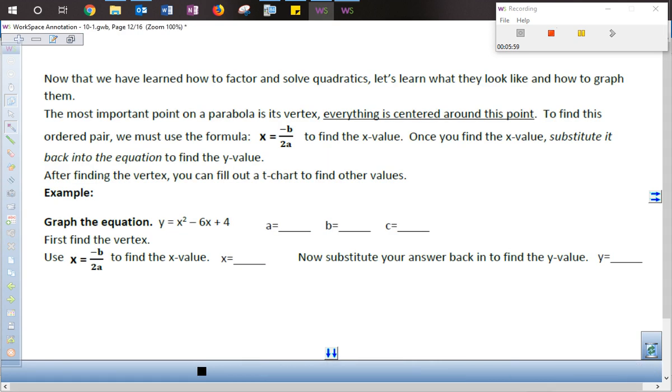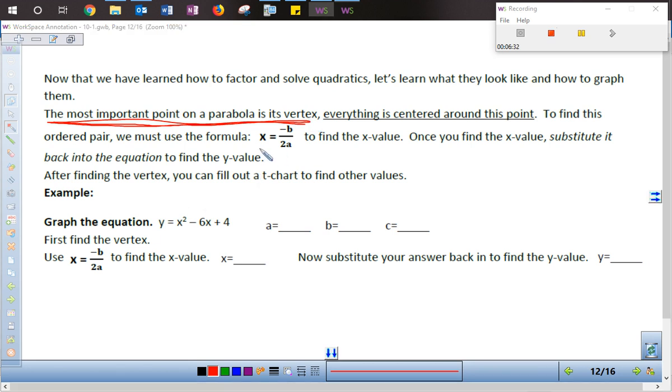Now, since we have learned all about how a quadratic is supposed to look when we graph it, let's actually graph one. Before we even jump into that, I need to remind you that the most important point on a parabola is its vertex. Everything is centered around this point. So when we go to graph a parabola, we want to start with that ordered pair, because if everything's centered around it, that helps us make sure that our graph looks right when we're done.